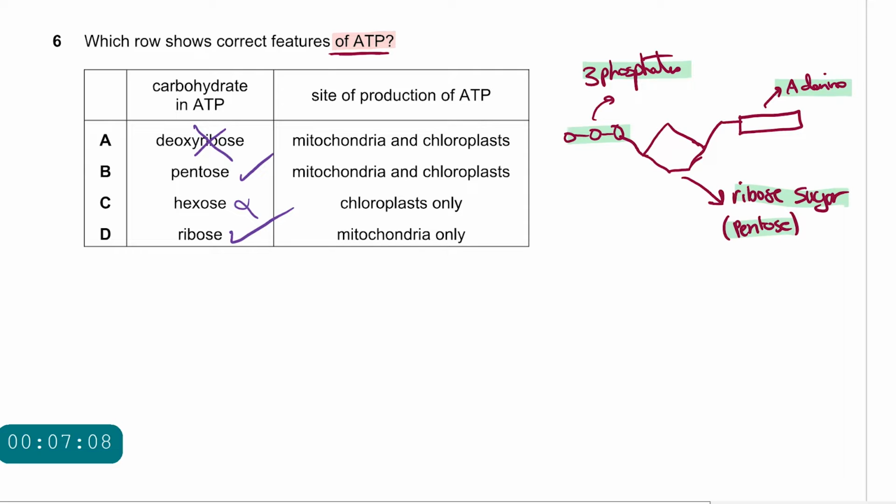Now, the site of production of ATP. Mitochondria and chloroplasts both is correct. Chloroplasts only is incorrect. Therefore, the answer is going to be B.